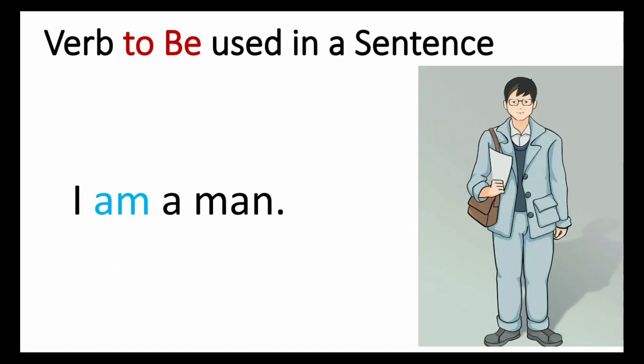Let's look at some examples. How do we use the verb to be in a sentence? Simple. Remember your pronoun and remember the verb to be in the present tense. Okay? Since we're using the present tense here. I am a man. So that's what he says. This is true, right? This man is a man. So I am a man.